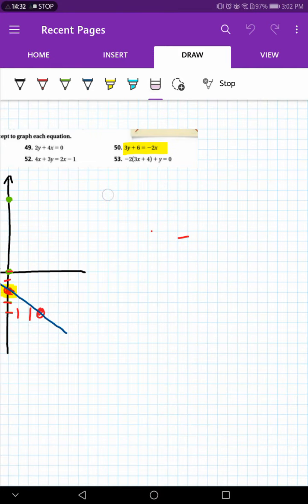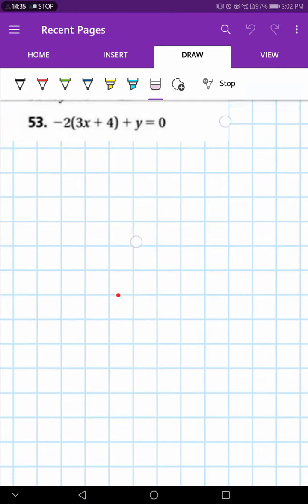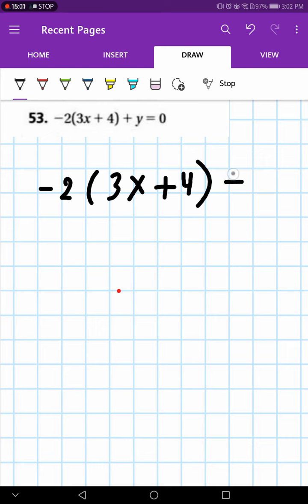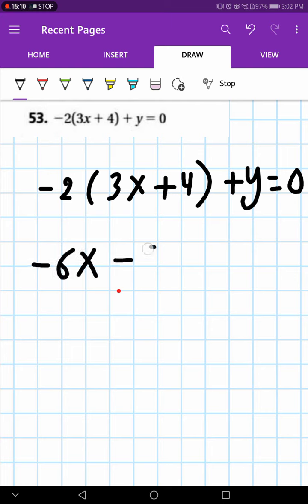Question 53. What is the first step you have to do? We are here, my dear student. We can make a story. The first step, you break the parentheses, yes? So the equation, my dear student, we are here. Negative 6x. Yes, I will break it. Minus 8. So negative 2 multiply 3x is negative 6x, negative 8 plus y equals 0.